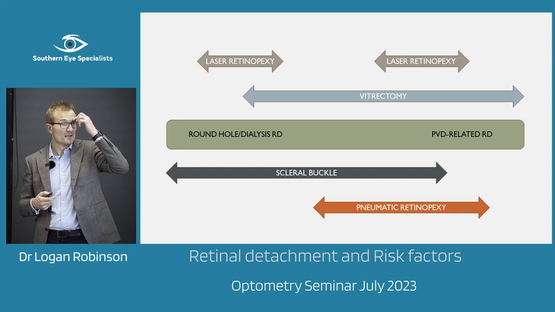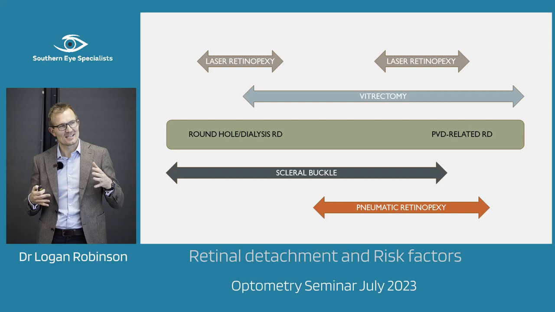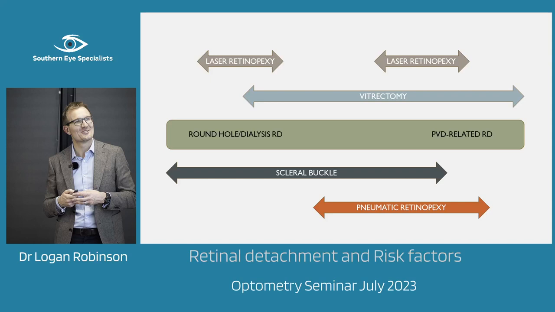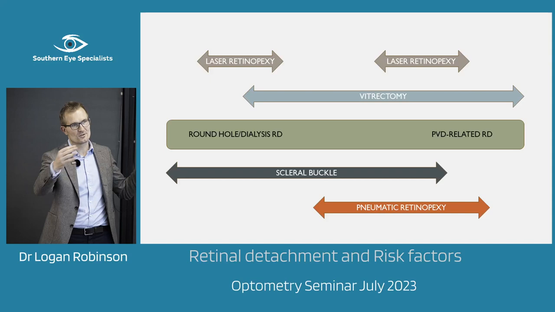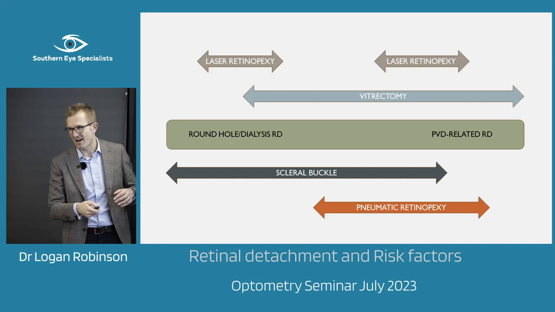I tried to do a diagram, not really to scale, about how we treat retinal detachments. It looks like lots of words and arrows, and I have to explain it, so it's not that good. This is the types of detachments: PVD related at this end and non-PVD down that end. They're two ends of the pole, really. It's not quite to scale, though, because I'd say maybe these make up 5 or 10% of detachments.